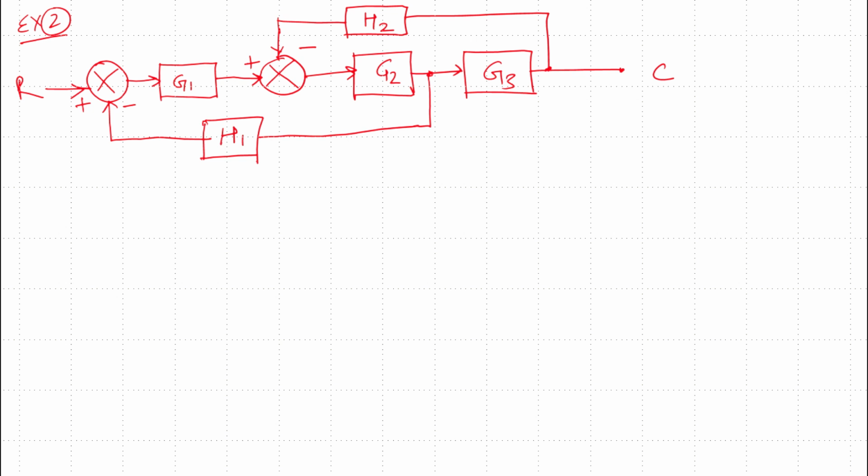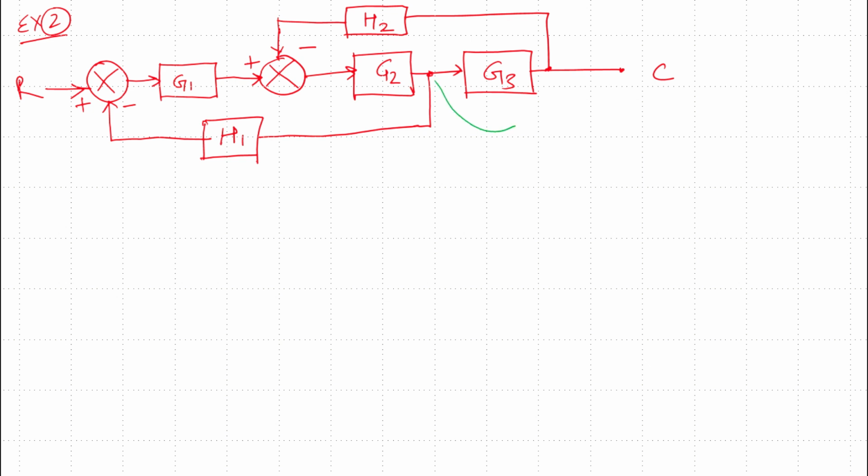So we have to shift either takeoff point or the summing element before or after the block to clearly apply the rule of series or parallel or the feedback connections. So here we can see this takeoff point here, it can be shifted.